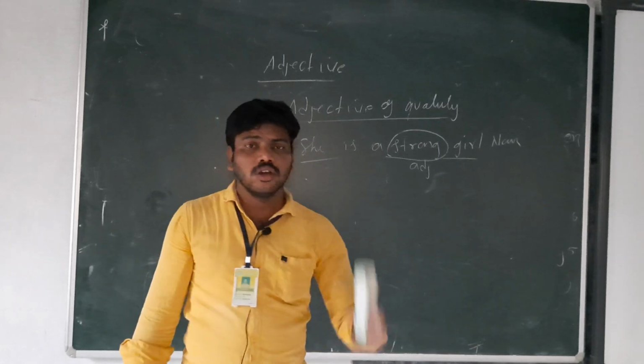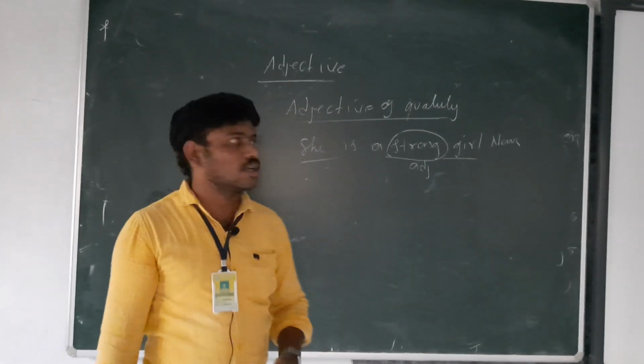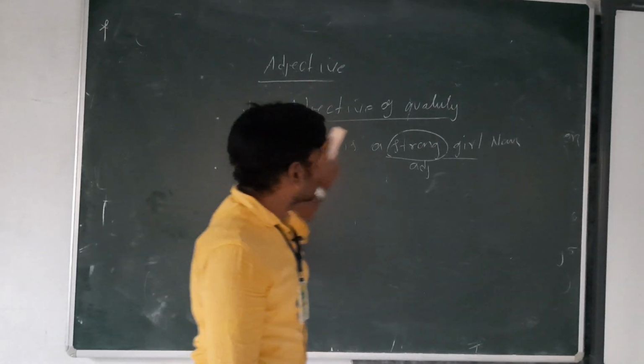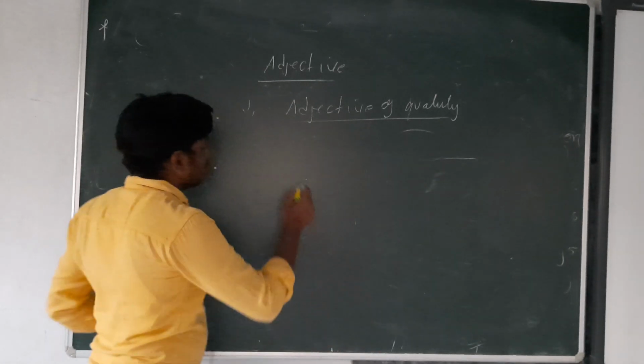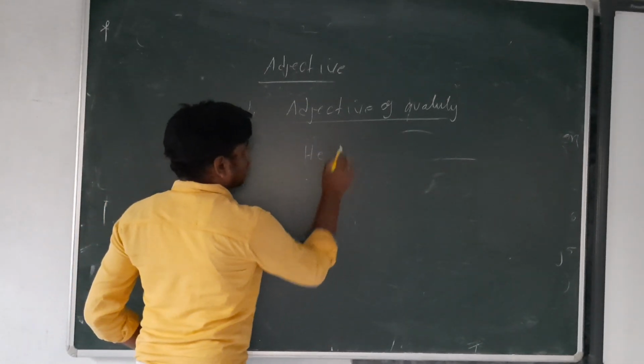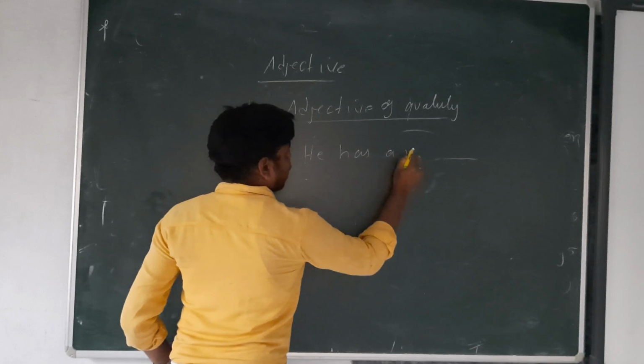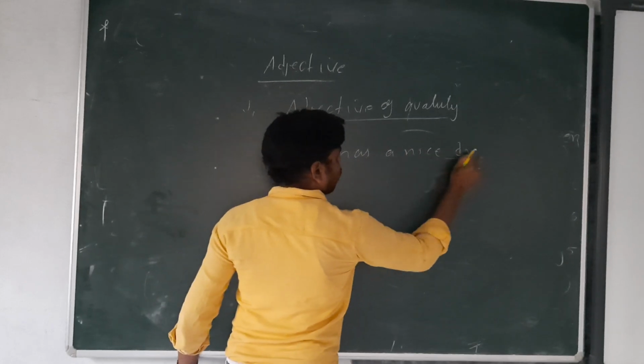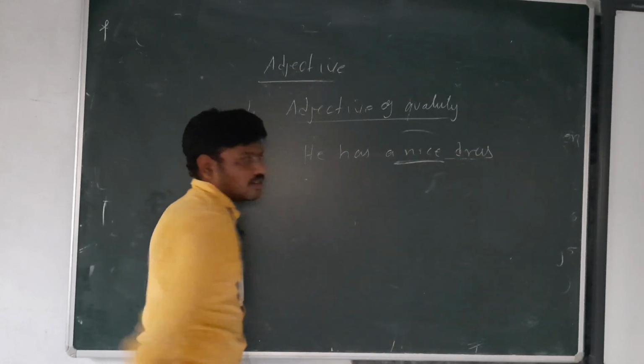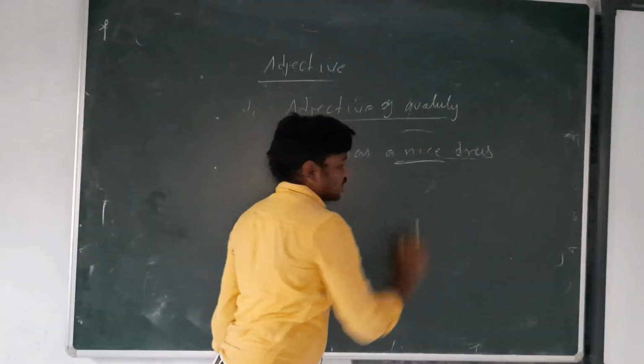What kind of a girl? Strong girl. Next, he has a nice dress. What kind of dress? Nice. He has a nice dress.